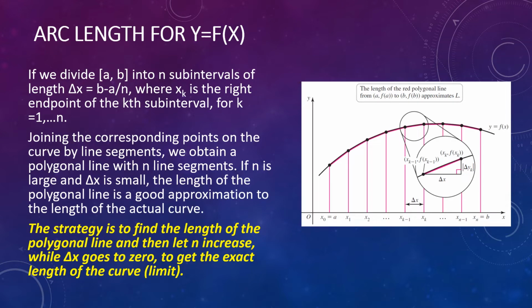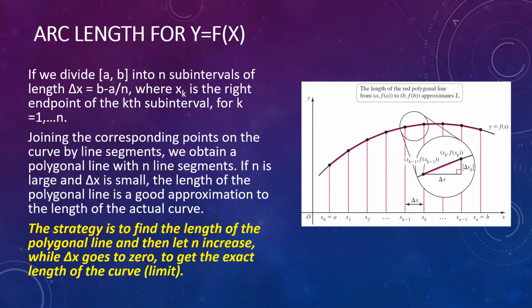If we continue in the pattern that we've done with other shapes and figures to find other units of measure, we divide the closed interval [a, b] into n subintervals of length delta x, which equals (b minus a) over n, where x sub k is the right endpoint of the kth subinterval for k equals 1 all the way up to n.